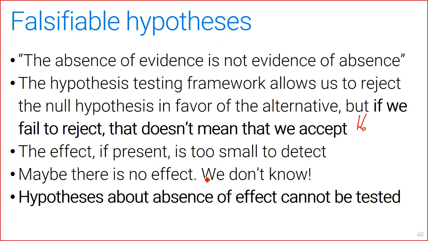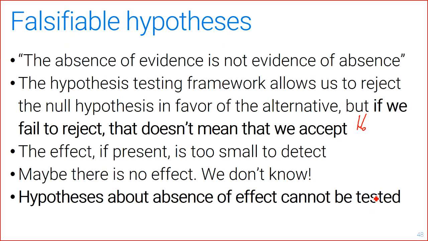If there is something really there, it is too small to be detected for now. Maybe there's no effect. I don't know. Maybe there is. We don't know. That's the whole point. We are failing to reject. We are never accepting. So a hypothesis about the absence of an effect cannot be tested. We can never test, statistically speaking, that a certain hypothesis about the absence of an effect is true. We are never going to be able to do that. We are going to be able to reject it or fail to reject it, but we are never going to be able to accept it.